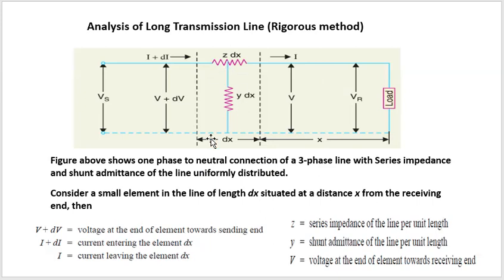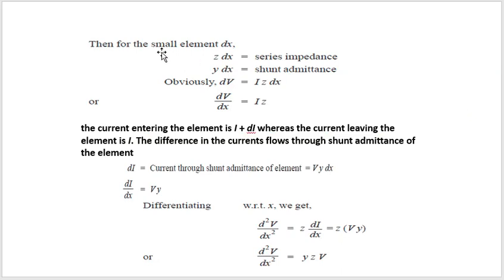Next we have to analyze this differential element dh. From the small element dh we can see z dh is the series impedance, y dh is the shunt admittance, and obviously dV will be equal to I into z dh, and from this equation we have dV over dh is equal to I z.